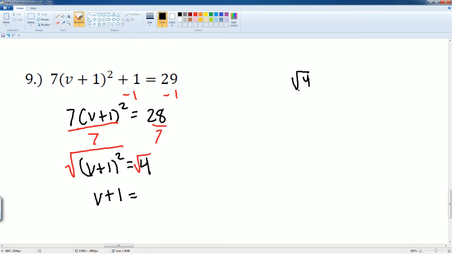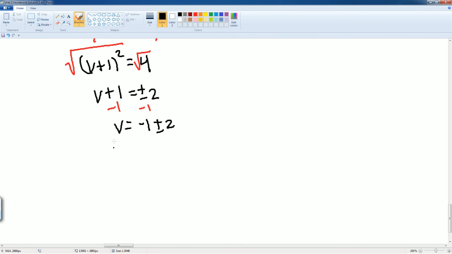well, you know what the square root of 4 is, right? It breaks down to just the number 2. So it's plus and minus 2. We subtract 1. So your answer is v is equal to -1 plus and minus 2.